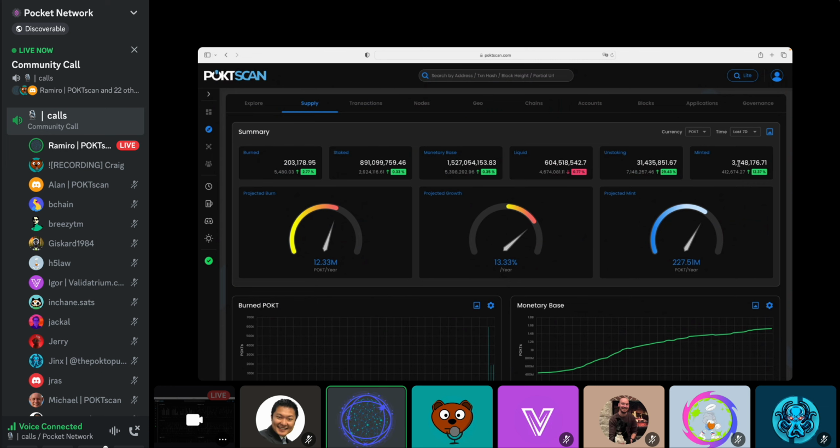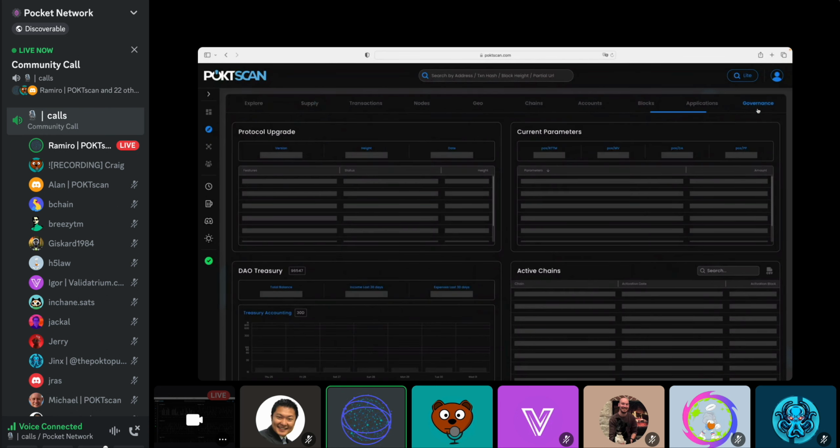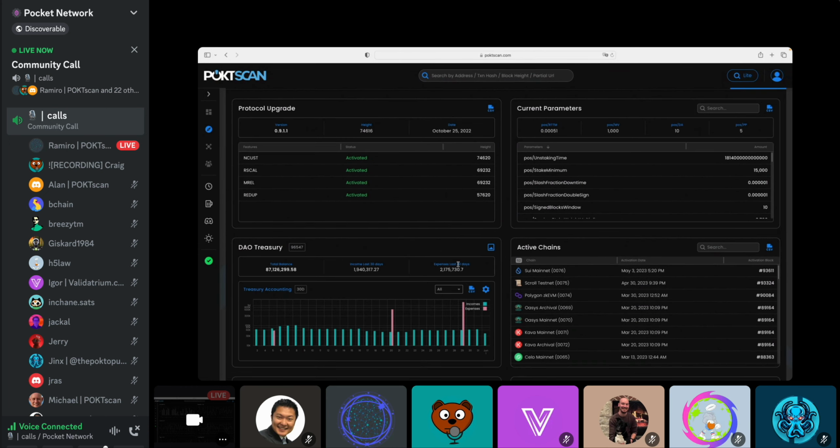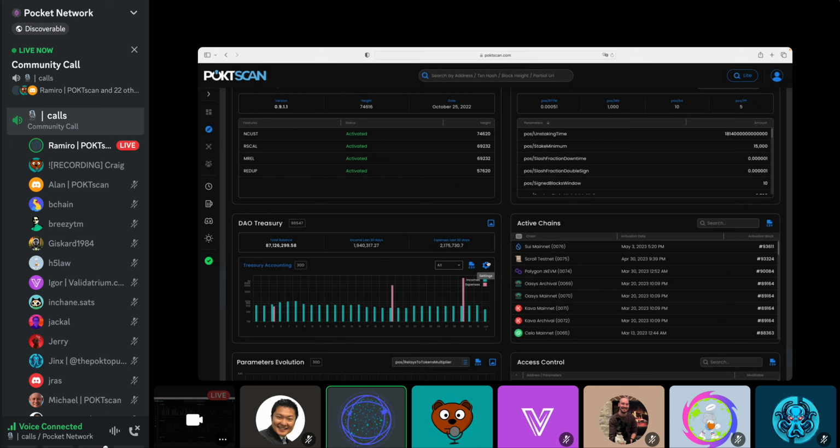is that if you add up the minting and you subtract the burning, you won't get the increase in supply. That's not an error. That's something that we want, because as we said, the monetary base did not include the DAO payments. So you would need to go to the governance tab if you want and see how much the DAO has, how many payments were in the last 7 days.